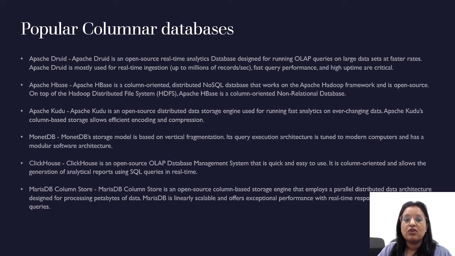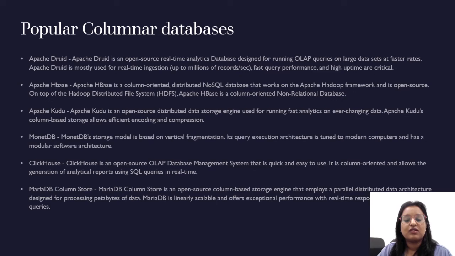A column-oriented non-relational database called Apache HBase is built on top of the Hadoop distributed file system. An open source distributed data storage engine called Apache Kudu is used to do quick analysis on constantly changing data. Column-based storage offered by Apache Kudu enables effective compression and encoding. The storage model of MonetDB is based on vertical fragmentation. Its software architecture is modular and its query execution architecture is optimized for current processors.